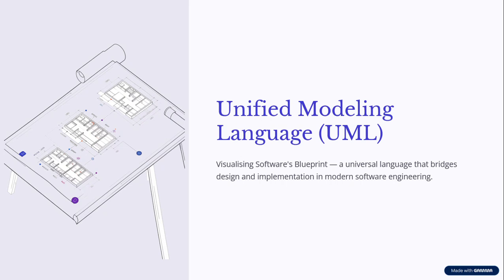So now we talk about the Unified Modeling Language. So what is the meaning of Unified Modeling Language? That is also called UML. So, visualizing software blueprints: a universal language that bridges design and implementation in modern software engineering.